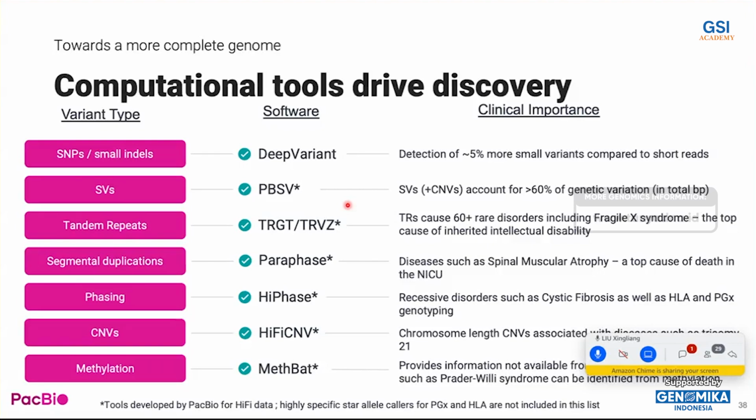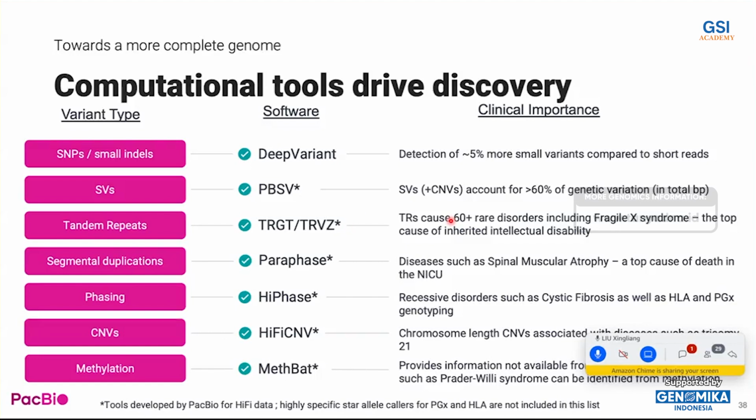So we recruited or developed ourselves a series of tools for rare inherited disease study. Those tools marked with a star were developed by ourselves. As you can see, we use Google DeepVariant for small variant detection, where using HiFi sequencing data we can detect 5% more small variants due to the long read span of our sequencing technology, which can extend into those challenging regions.